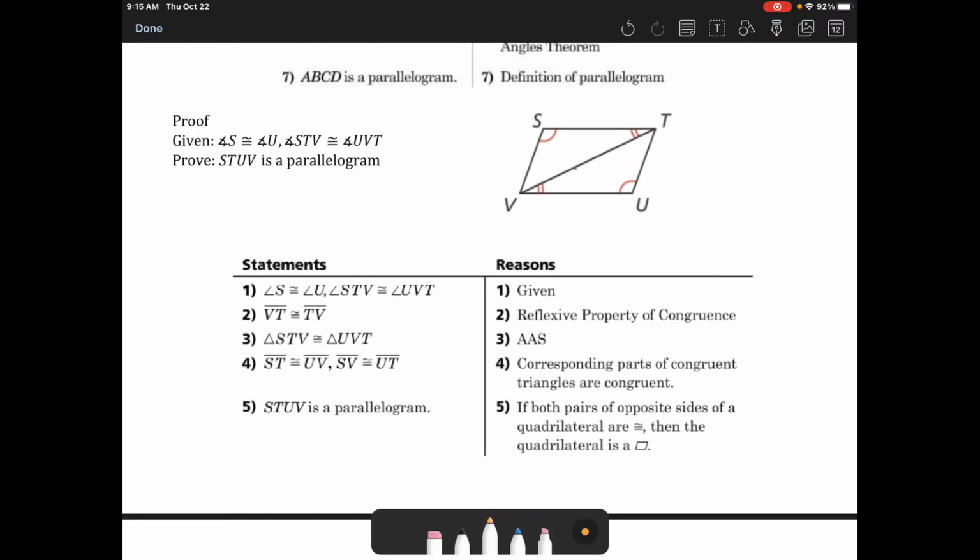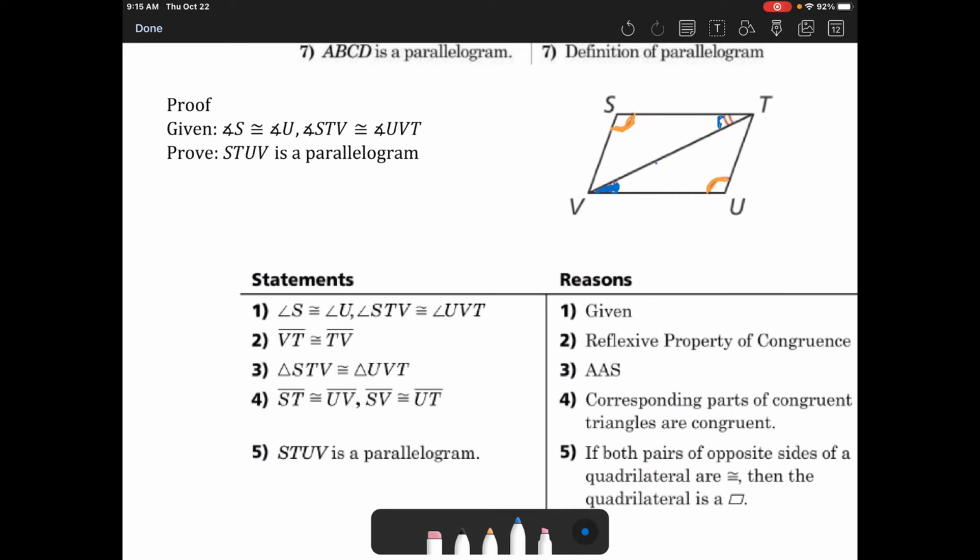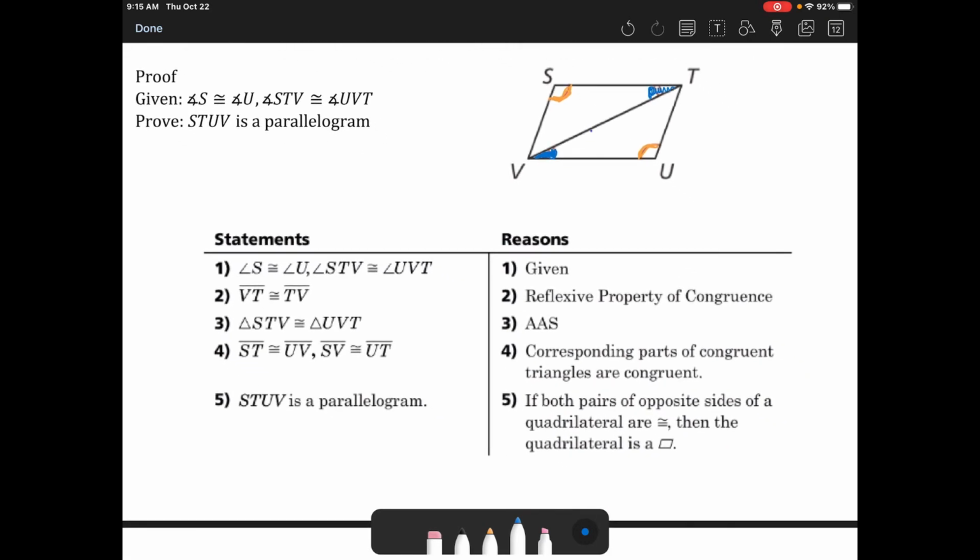Let us look at this next example. It says, given that angle S is congruent to angle U, so those are marked by the markings. I'll color code it for you. So S and U, and then V and T are congruent. Prove that it is a parallelogram. So this information is given. Now, VT is a shared common side. So they have this side in common. Okay, that's the reflexive property of congruence.